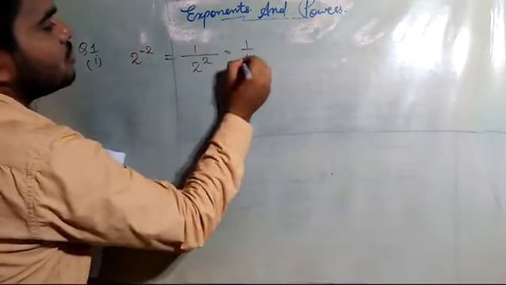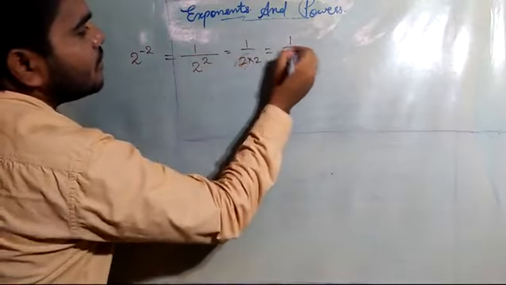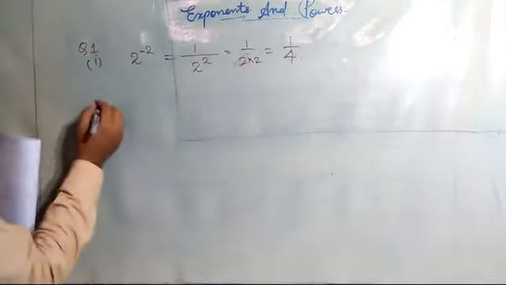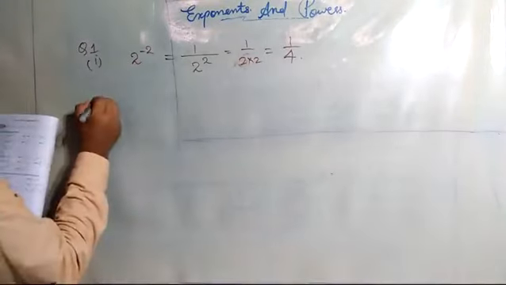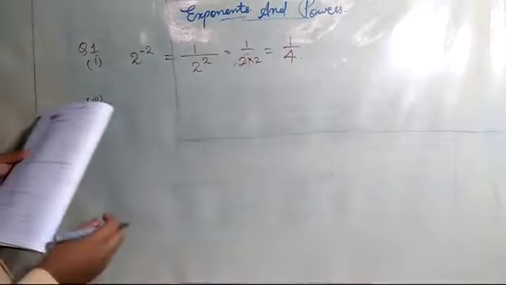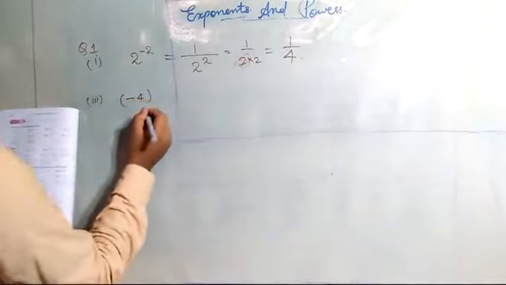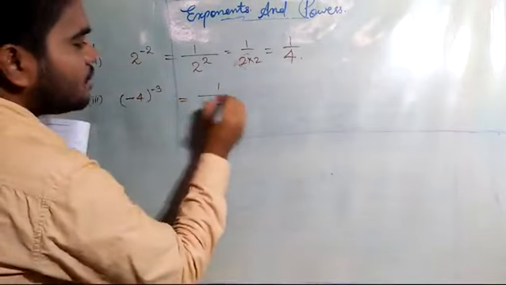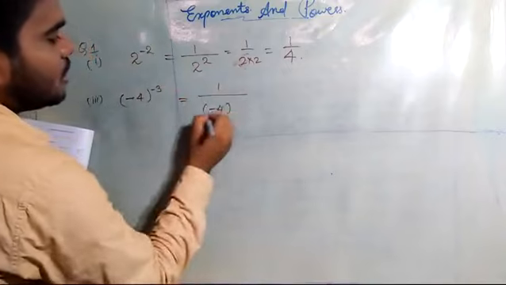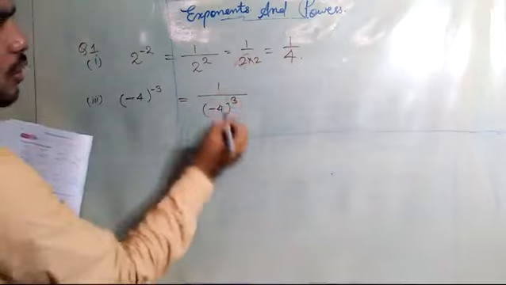That means it will be equal to 1 by 2 raised to the power 2, which means 2 multiplied by 2, so it will be 1 by 4. Similarly, if you see question number 1 subpart 3, it is given minus 4 raised to the power minus 3. So this can be written as 1 by minus 4 raised to the power 3. Since it is a negative power, it will go in the denominator.